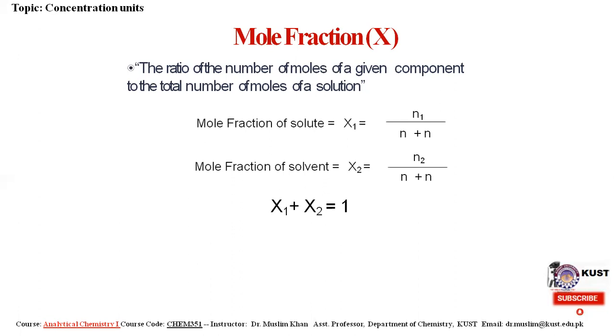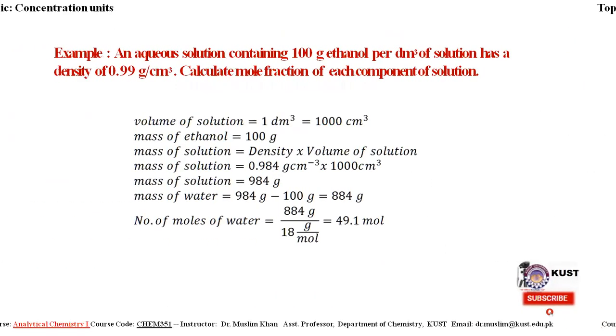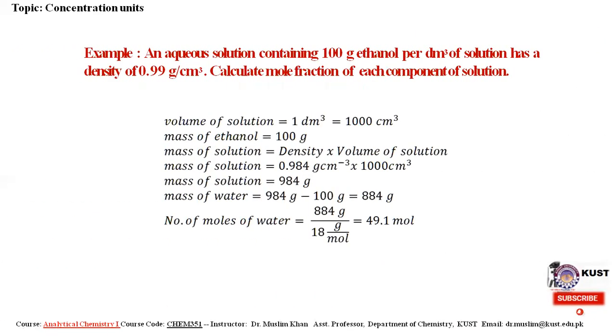So you are talking about one fraction in the total number of solutions basically. So coming to this example, for example, an aqueous solution containing 100 gram ethanol per cubic decimeter, means per liter of a solution, has a density of 0.99 gram per cubic centimeter. Calculate mole fraction of each component of the solution.